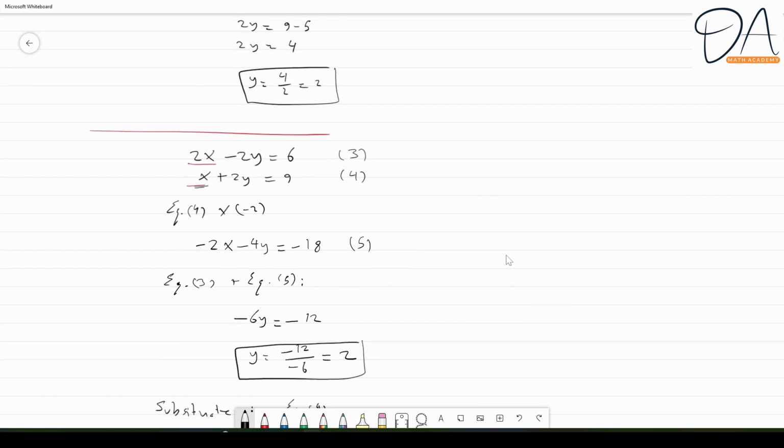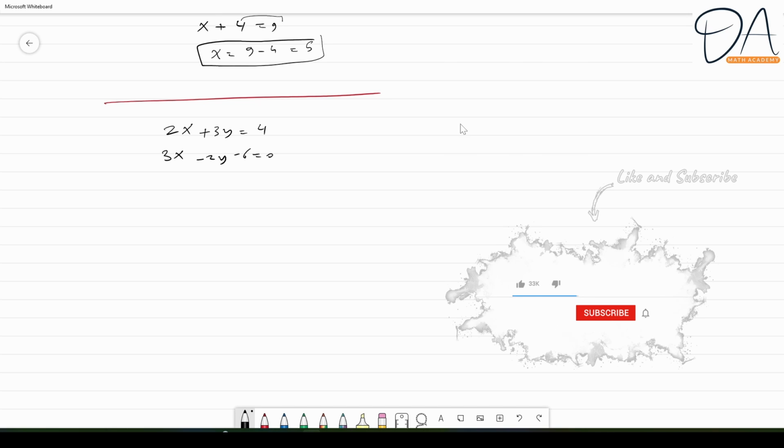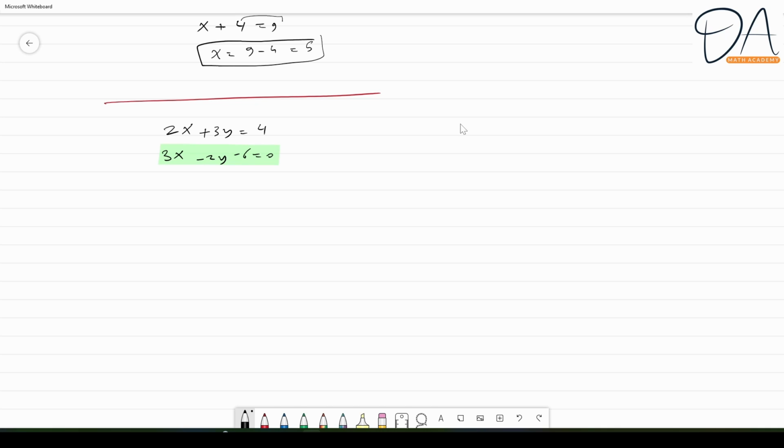Let's go for another example. Okay, so our first equation is 2x plus 3y equal to 4. And the second equation is 3x minus 2y minus 6 equal to 0. You can see that the second equation is actually not in the standard form. The constant should be on the right, but it is on the left. We can easily fix that by moving it to this side. So this equation becomes 3x minus 2y equal to 6. So let's call this equation 1 and this equation 2.